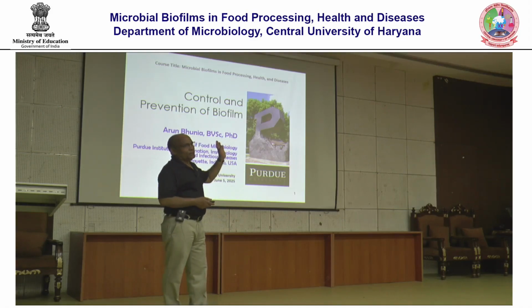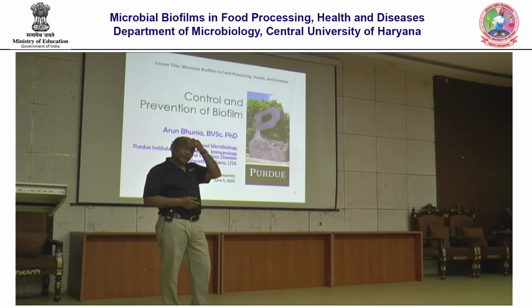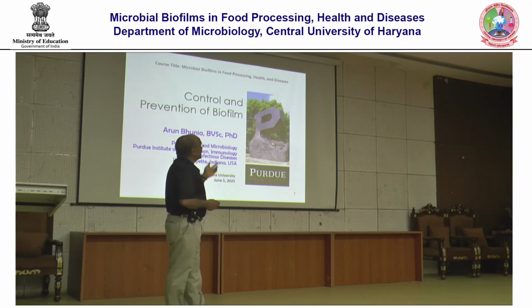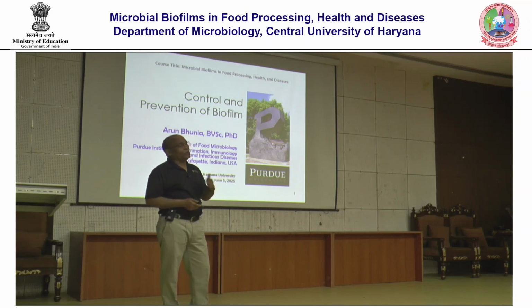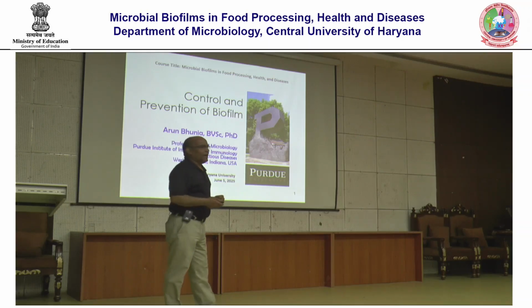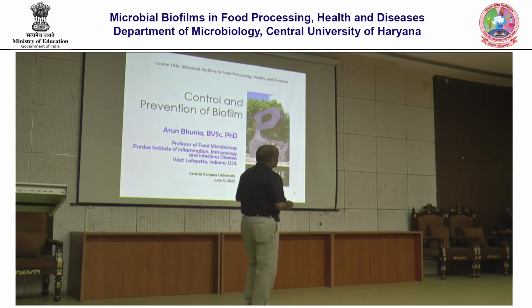We're going to talk about the last two parts, which are control and prevention of biofilms. So we learned so far how biofilms are made, what they do in terms of disease and infection, then problems associated with food spoilage, and beneficial aspects. All kinds of stuff we learned. And now let's cover control and prevention.